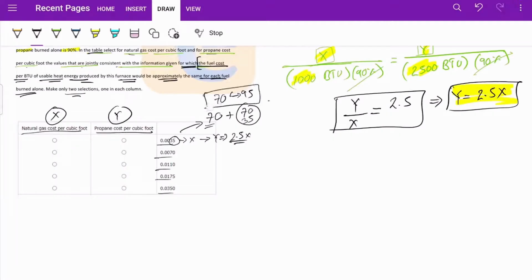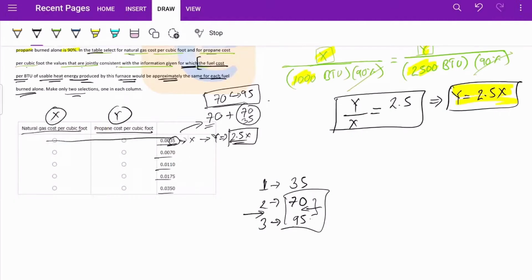Is there a value between 70 and 95? What I'm trying to do, you can use a calculator to do 2.5 times 35, but what I do is say 35 is 1 times, 2 times is 70, 3 times would be 70 plus 35, that is 105. So 2.5 times would lie somewhere here. There should be a number in the options between 70 and 95 for this to be X and another number to be Y, but it doesn't exist, so this cannot be our answer.